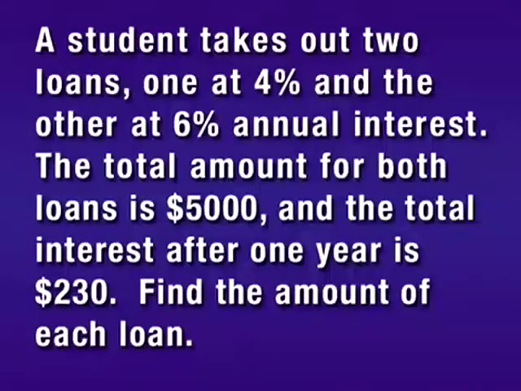A student takes out two loans, one at 4% and the other at 6% annual interest. The total amount for both loans is $5,000, and the total interest after 1 year is $230. Find the amount of each loan.